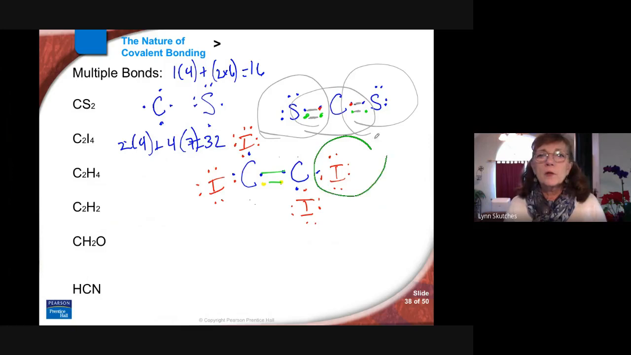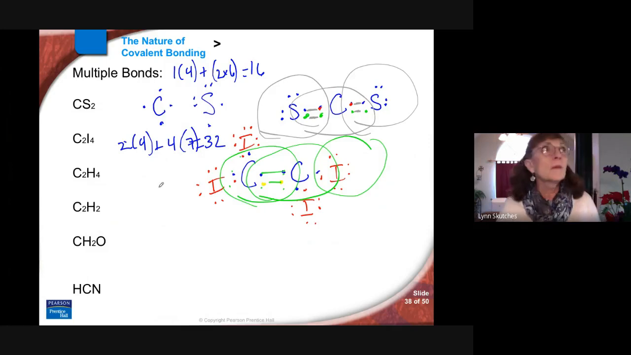We already know that the iodines are satisfied, but now let's just double check the carbons. 1, 2, 3, 4, 5, 6, 7, 8. Yes, that's an octet. 1, 2, 3, 4, 5, 6, 7, 8. Also has an octet. All right, I'm going to cut it here. I'm going to ask you to do these last 4.